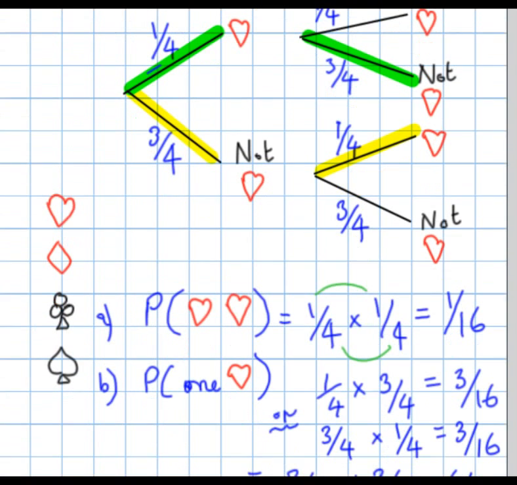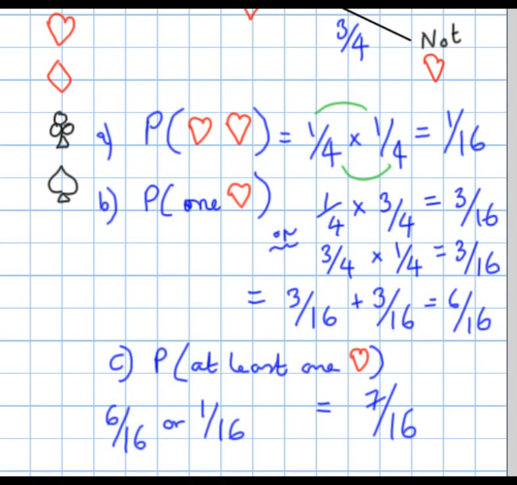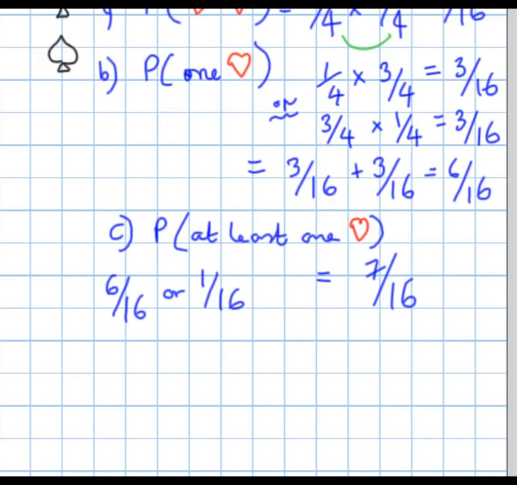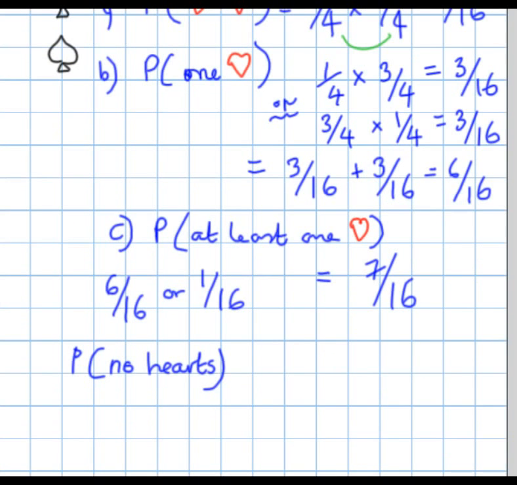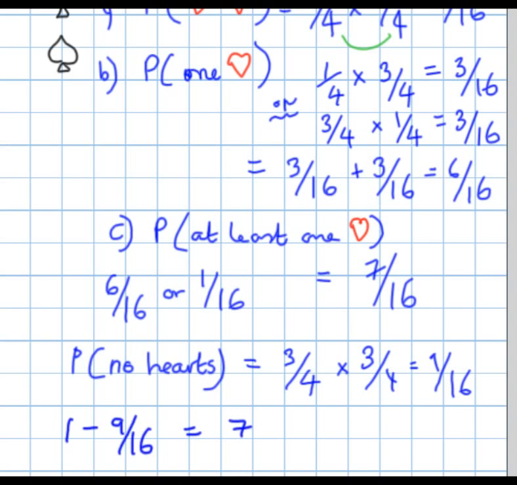Just to finish off, there was an alternative way of doing that. I could have worked out the probability of getting no hearts. If we look at our tree diagram, the probability of getting no hearts is 3/4 times 3/4, or 9/16. And then I could have subtracted that 9/16 from 1. The probability of not getting no hearts, sounds bad English, is the same as the probability of getting 1 or more hearts. So I could have done subtraction there.